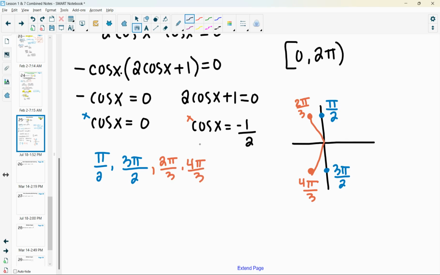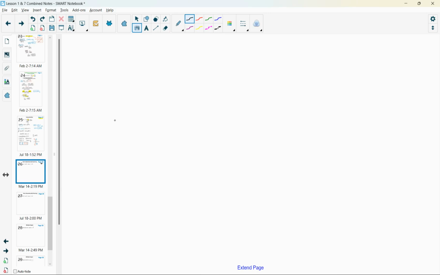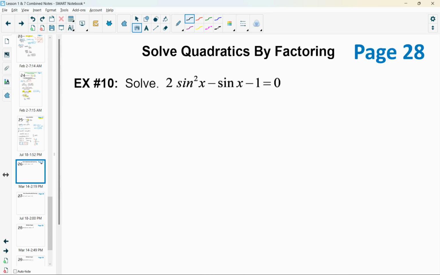So then those are all the solutions from 0 to 2 pi that will make this equation true. Example 10, very similar to the last one in the starting, except that we have all the same function this time. So we've got the sine squared and the sine. Now this time we've got a squared version of sine, a regular sine, and then a constant. So we're going to be factoring this.